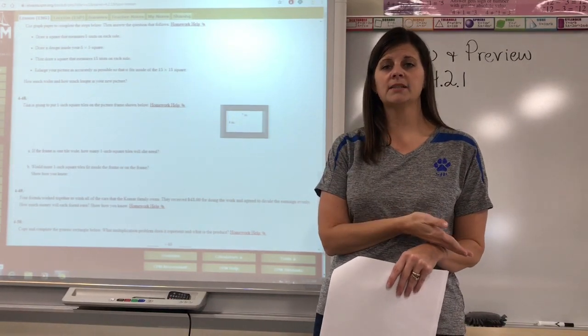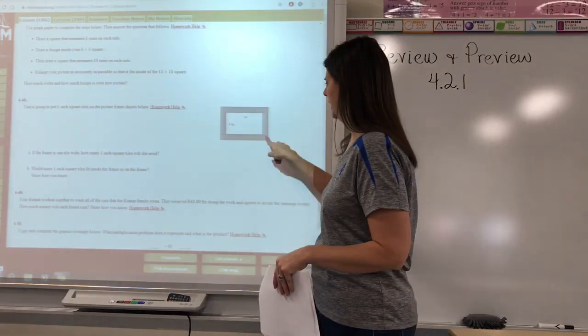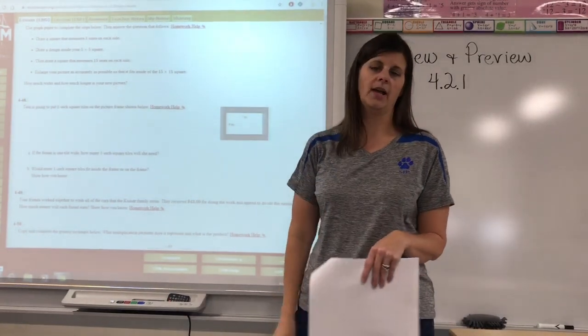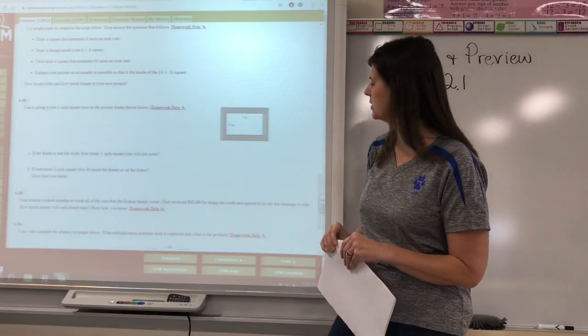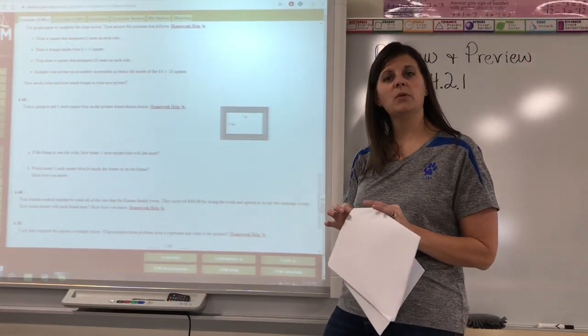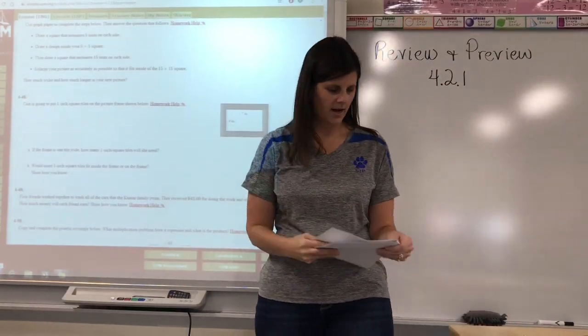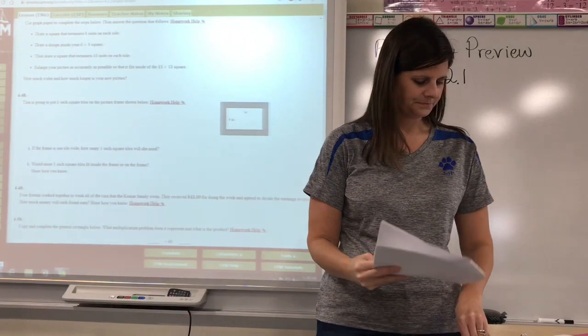Now, part B is asking you, would there be more tiles that are on the frame? So that would be your answer to part A. Or would there be more tiles that fit inside the frame? I need you to be able to tell me where there will be more and how you know. Make sure you explain how you've made that decision.